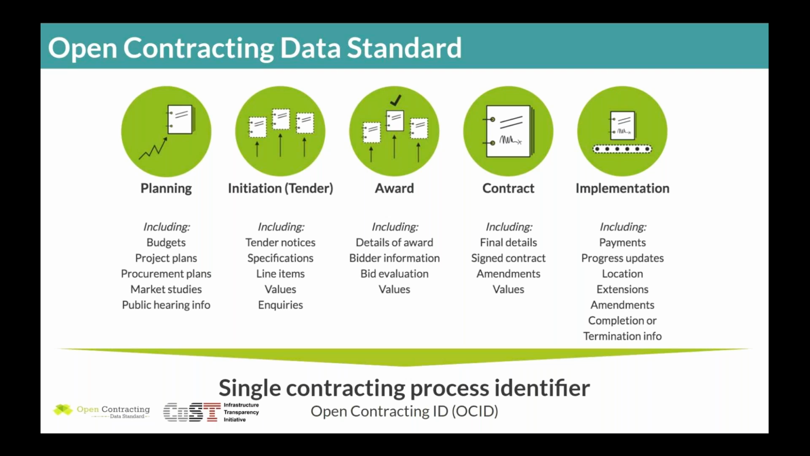But the point is that an individual contracting process has lots of different stages, and we bring it together with an OCID. So that is the single contracting process identifier. So that's how we know that these stages are related to each other. And when we look at project identifiers later in OC4IDS, the key point is that there's an identifier to tie the different bits of the project together. So we'll be talking a lot about identifiers today.